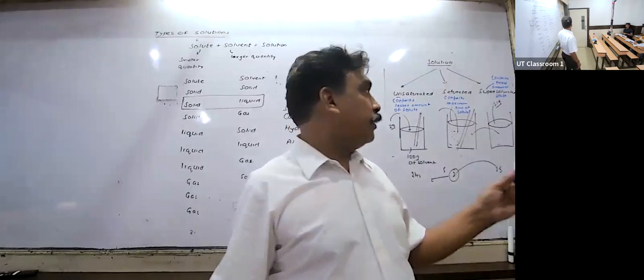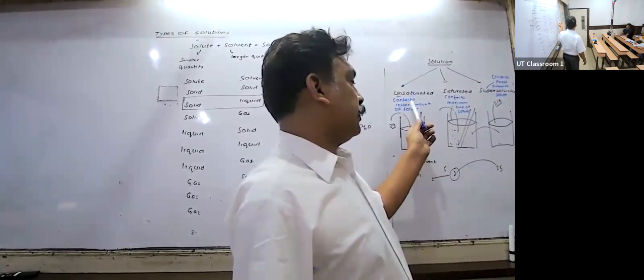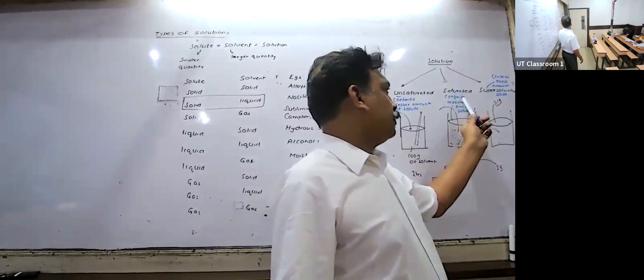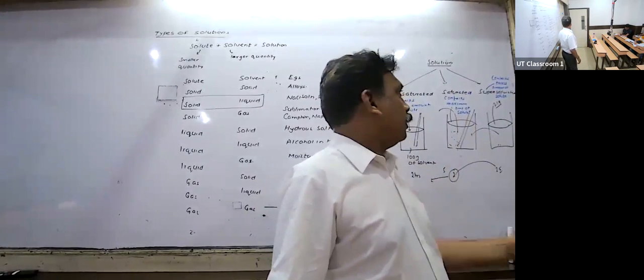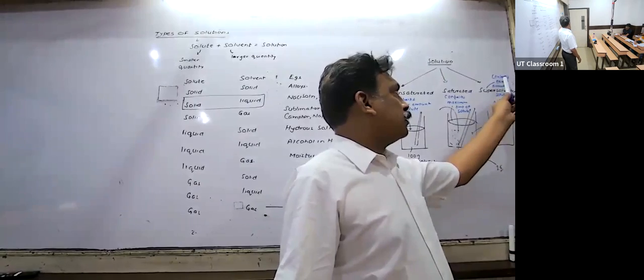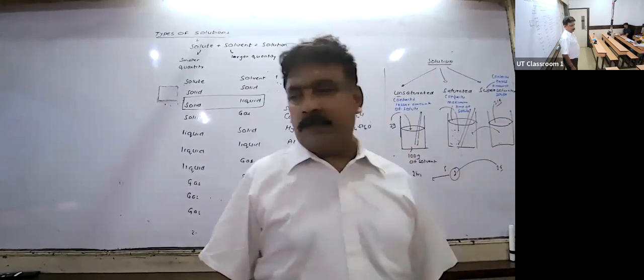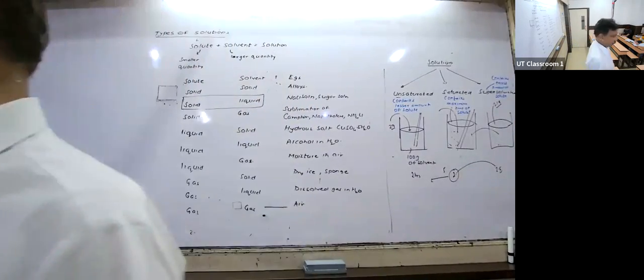Okay, what do you write? Unsaturated solution contains lesser amount of solute. Saturated solution contains maximum amount of solute, and supersaturated contains excess amount of solute in the solution, of course.